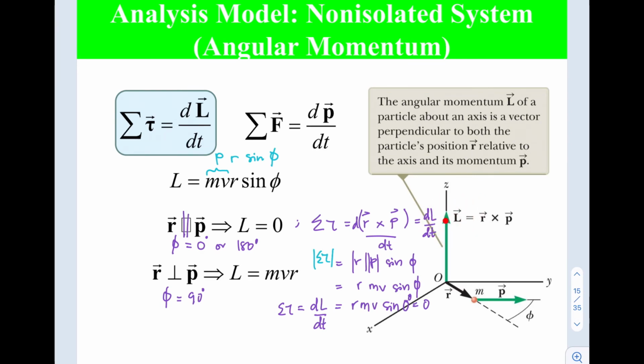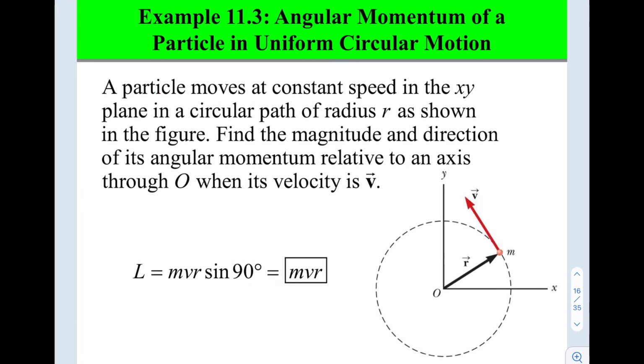Right. And then how to determine the direction of L? You have to use the right hand rule. Place your four fingers along R, and then grab towards P. Then your thumb will be pointing in the direction of L. This is the grab rule or right hand rule.